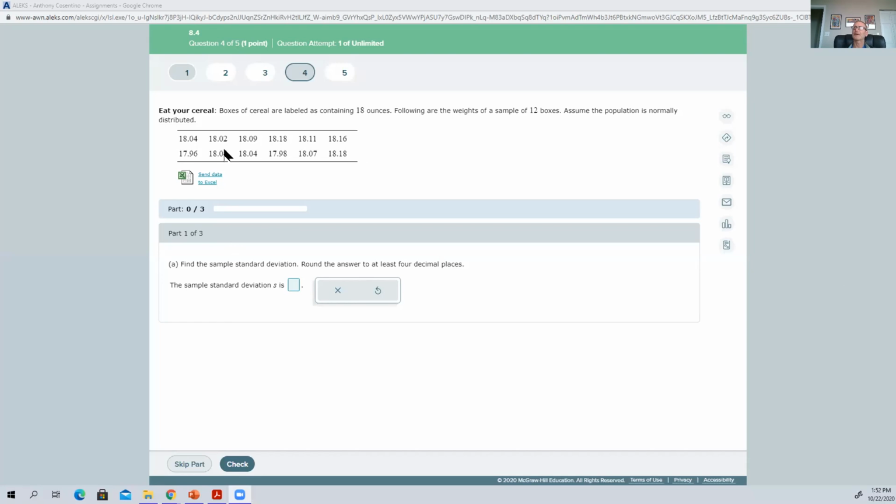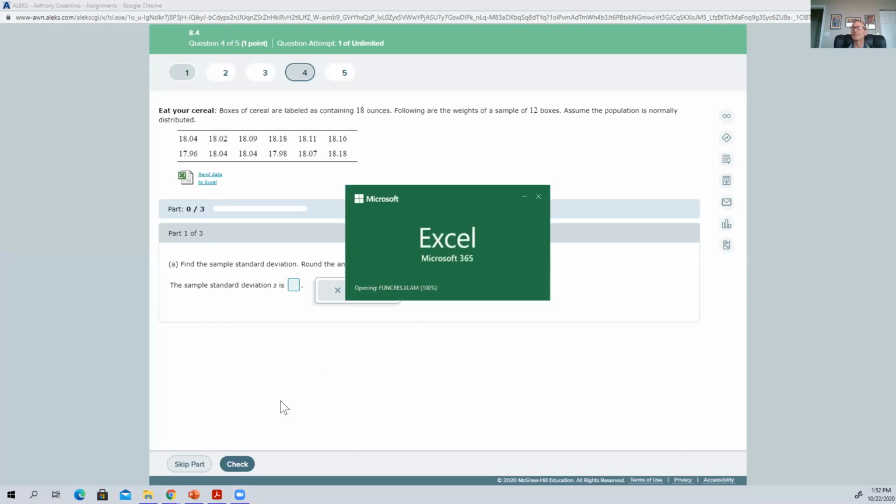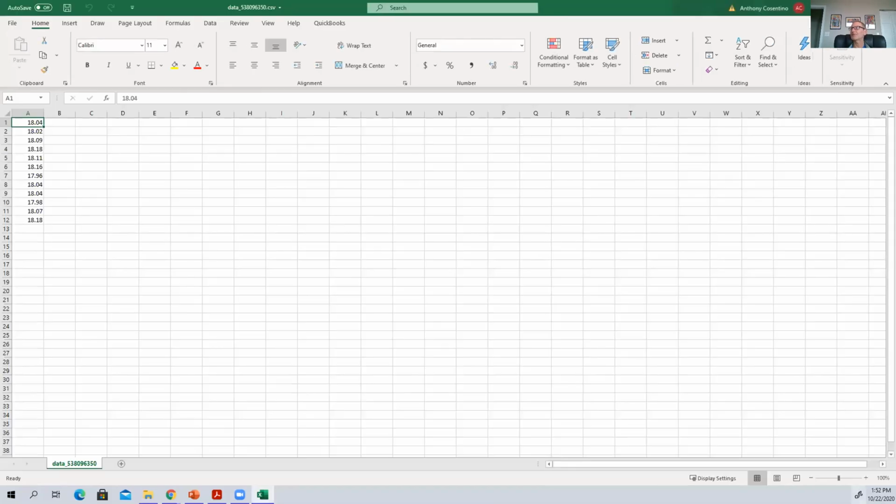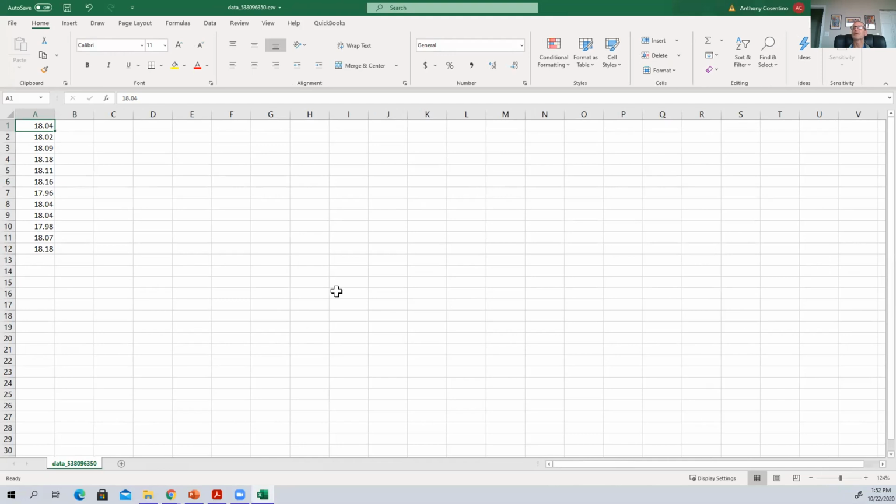So again, the beauty of why I like Alex here a little bit is you can see it downloads it right to the spreadsheet for you. And I'm like, that is awesome. And so here are our values. And so let's label this. So this would be the sample standard deviation. So SSD, there's our standard deviation.